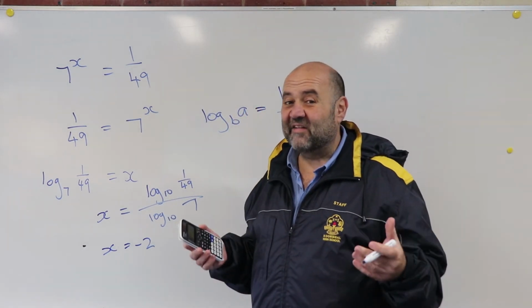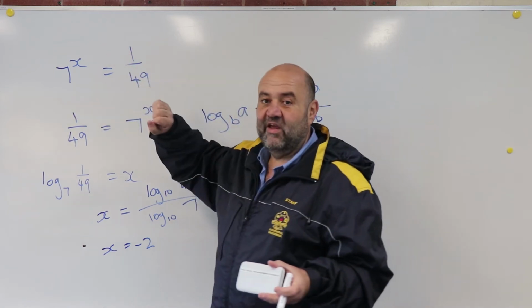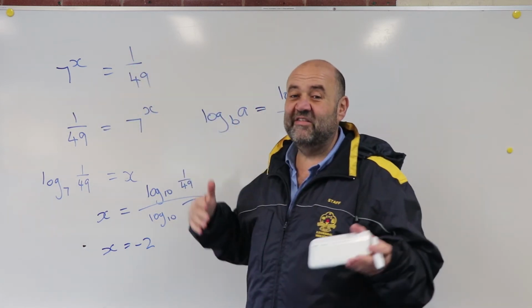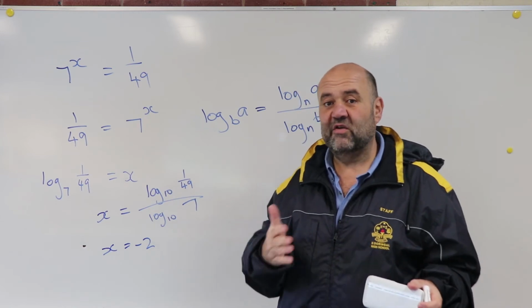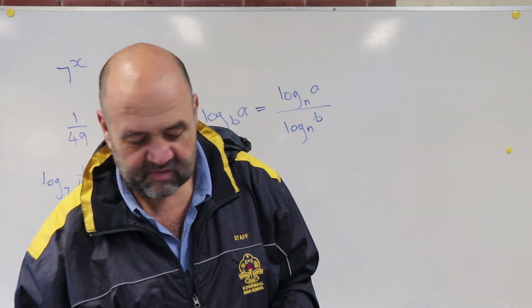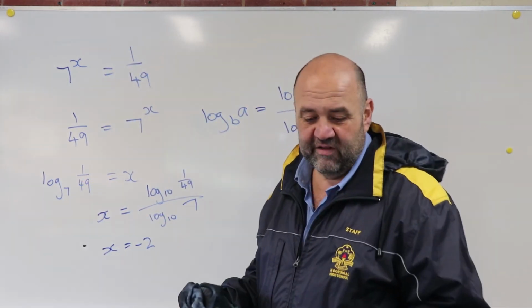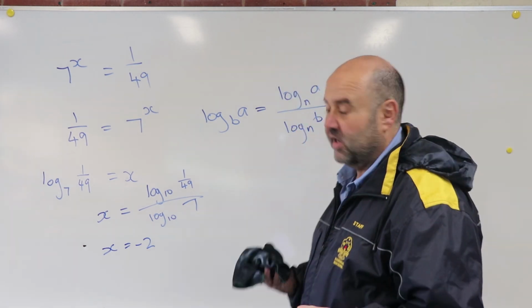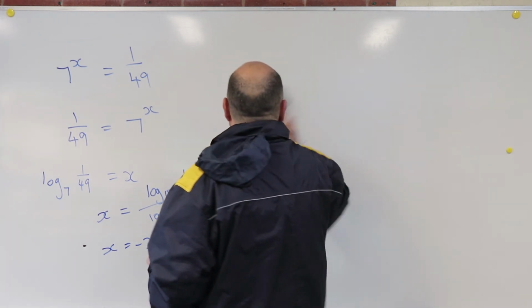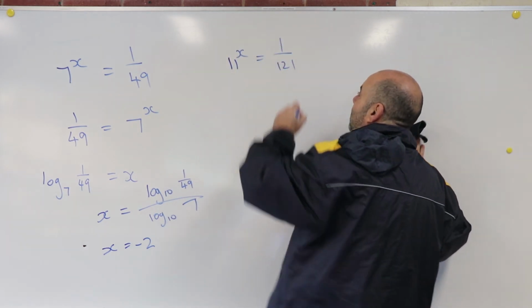It doesn't matter. I don't care what number is here. I don't care what number is there. This technique is exactly what you would have done for questions 1, 2, 3, and 4 before now. Right? Let's move on. We'll do part C. We're going to see that part C is exactly the same as this, right? So part C, 11 to the power of x equals 1 over 121.